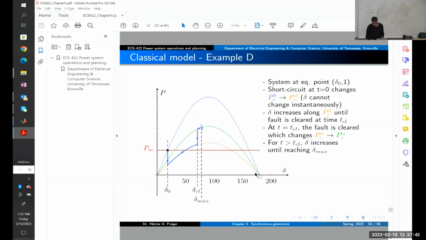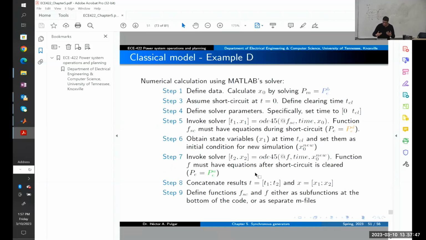So that's what we did last time. And I said, well, we can tweak the code we have. And I think that we worked with the code, did we? Did we play with the code last class? Yeah, so we changed the equation to include the new function during the short circuit and after the short circuit.